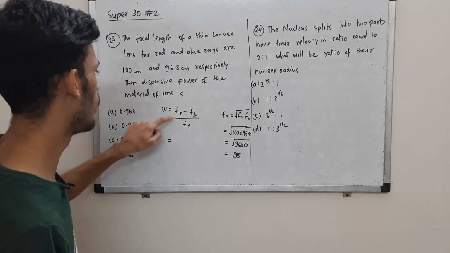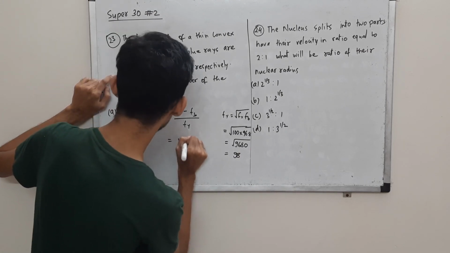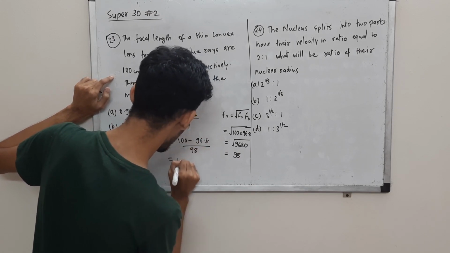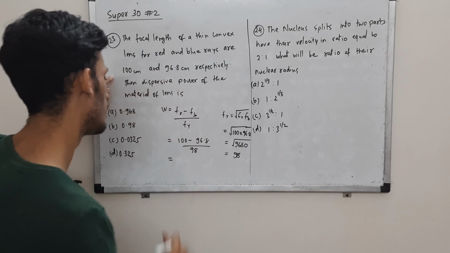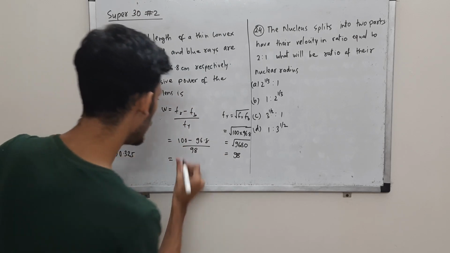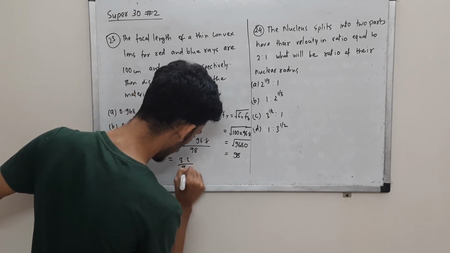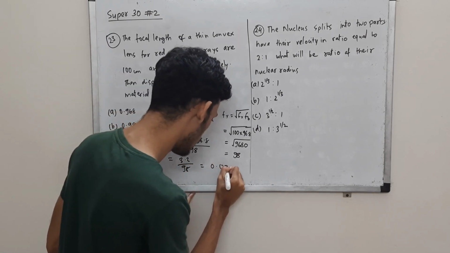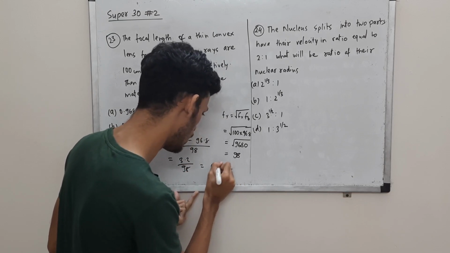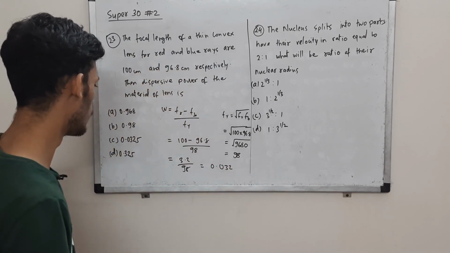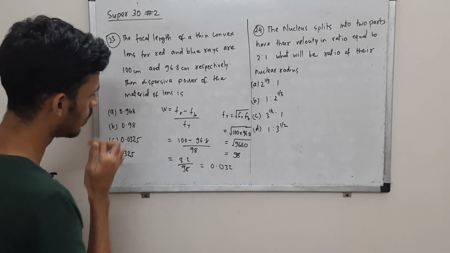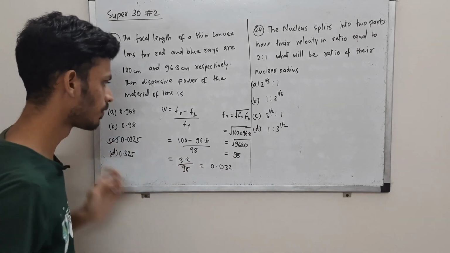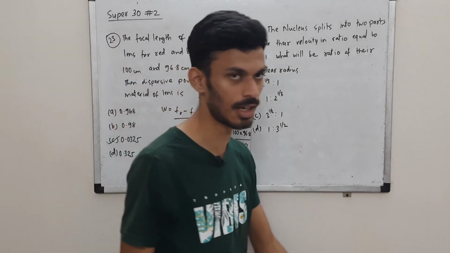So FR minus FB is 100 minus 96.8 divided by 98. 100 minus 96.8 is about 3.2, so 3.2 divided by 98, or we can say 3.2 divided by 100. That will give us 0.032 something, which is option C. It will be 0.0325 because we have considered 100, so 0.0325 is the correct choice over here.